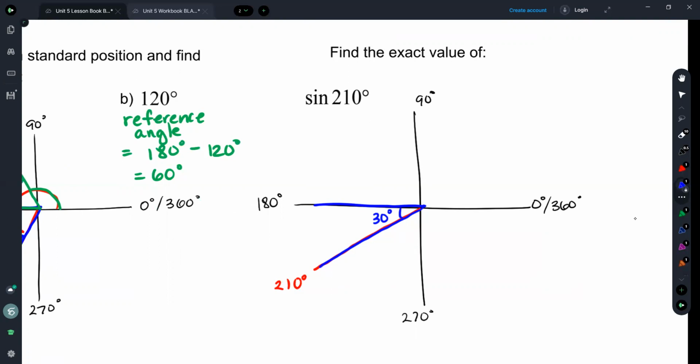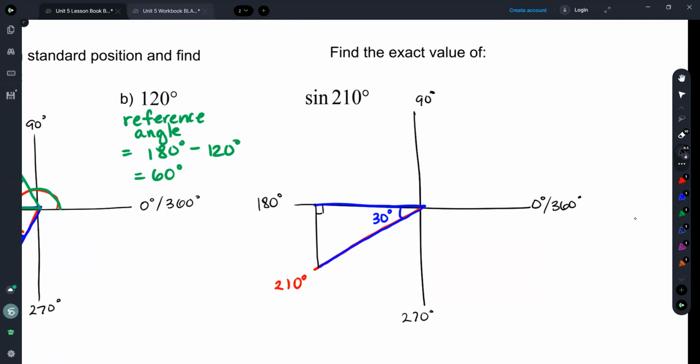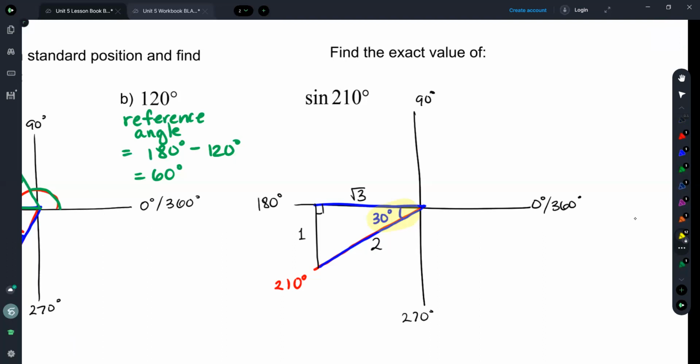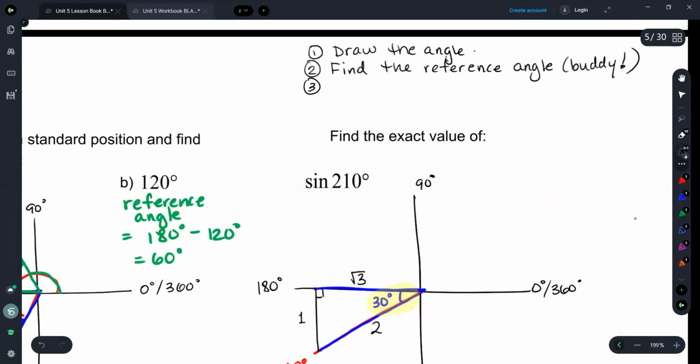If you have a special angle there, you are going to then complete the special triangle in here. So I'm going to create that right angle triangle there. This is the 30, 60, 90 triangle. So I'm going to fill in the opposite of 30 is 1. The hypotenuse of this triangle is 2. And across from 60 is √3. 30 is my reference angle. And the final thing that I'm going to do, so actually we should add that to the steps list, draw the special triangle.